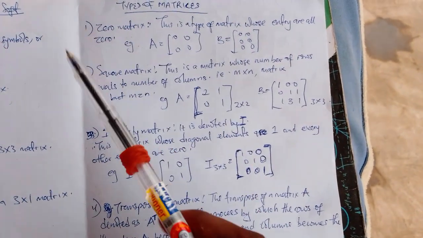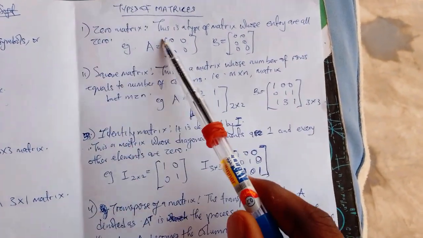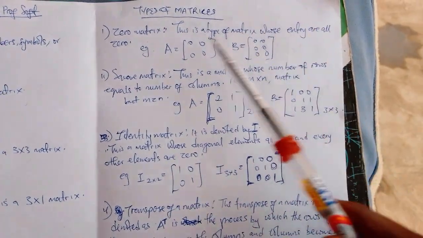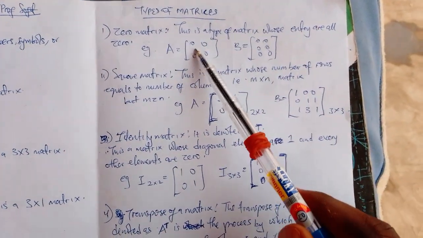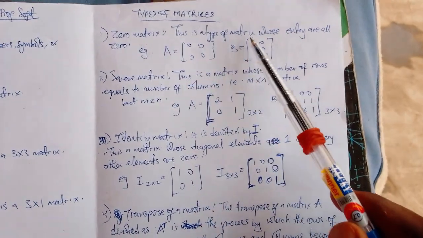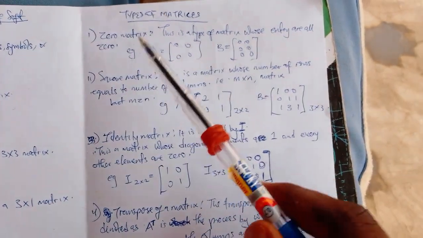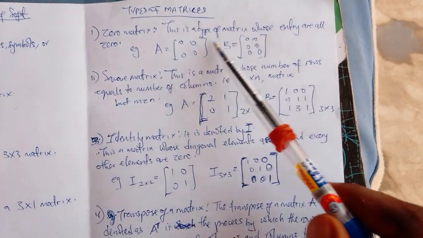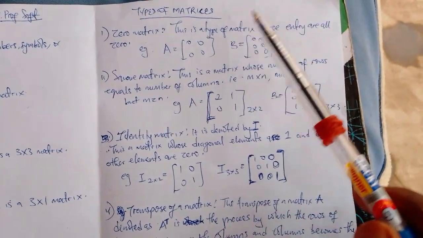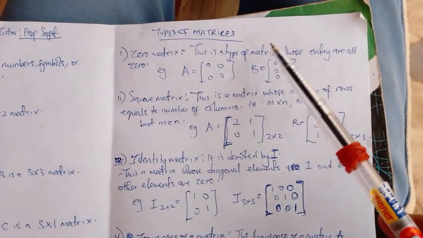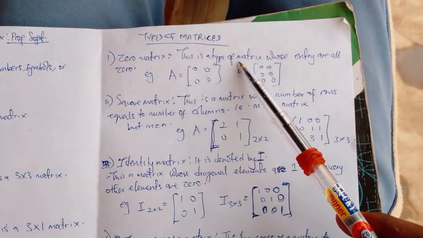So this is a zero matrix. A zero matrix is a type of matrix whose entries are all zero. So when you have a matrix whereby everything is zero, irrespective of the number of rows or number of columns, so for all the elements, they are all zero, then it becomes what? A zero matrix. So that is that about that.